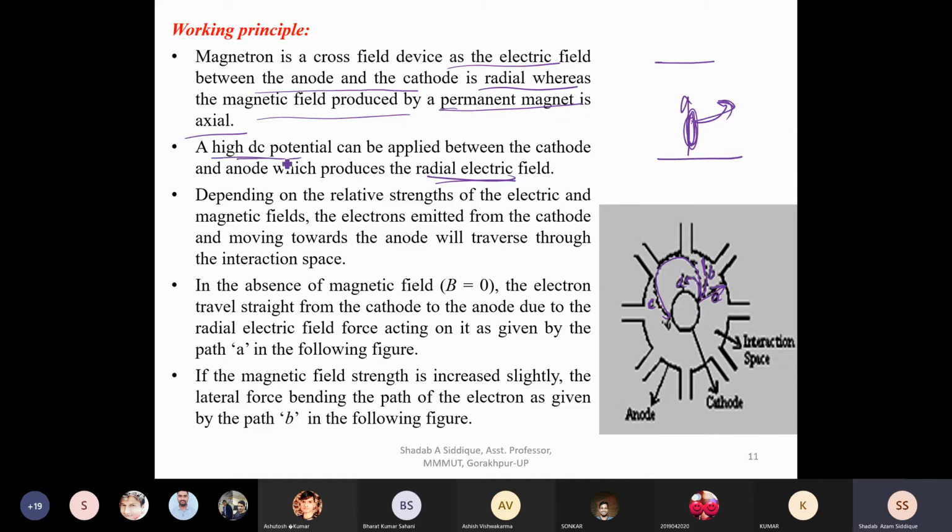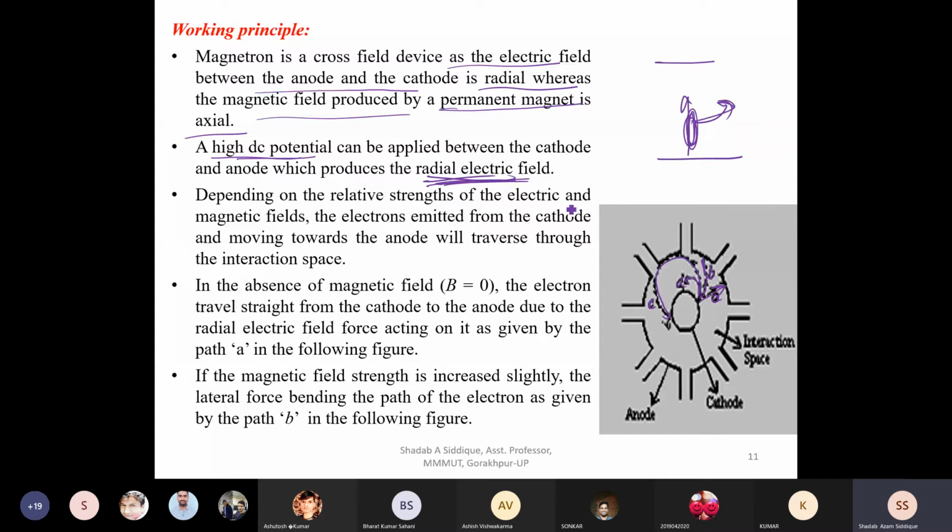So due to the potential which is applied, as I told you, in a microwave oven we apply a voltage, or you can say power, from the power supply. So a high DC potential is applied between the cathode and anode. The electron gains energy from the electric field, so potential energy becomes kinetic energy, and the electron travels towards the anode side, coming out from the cathode, in the radial direction.